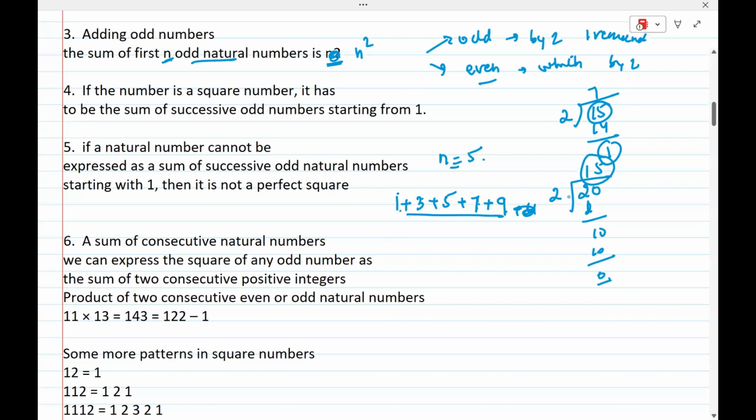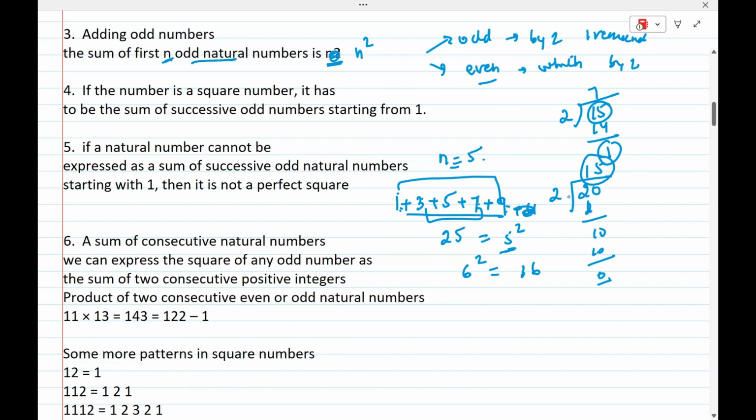Add them. That is 1 plus 9, 10, 10. How much is it? 25. Correct? What I did, I added these to 10, then again 10, and then 5. It is coming 25. I have taken n as 5. So this is nothing but 5 square. It means however many odd numbers you take, the addition of those odd numbers is nothing but n square. If I take 6 odd numbers, the answer will come 6 square, that is 36.